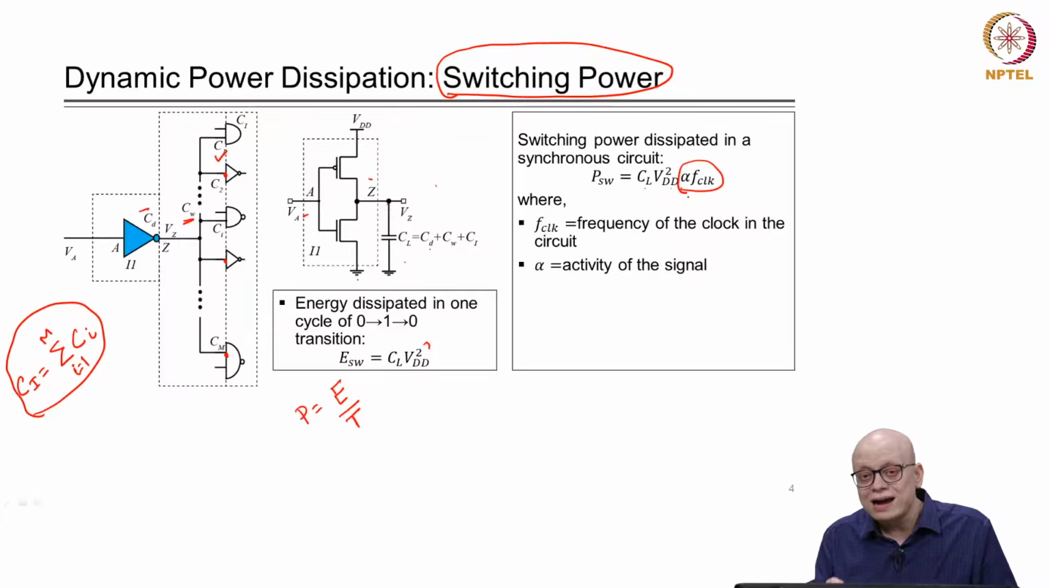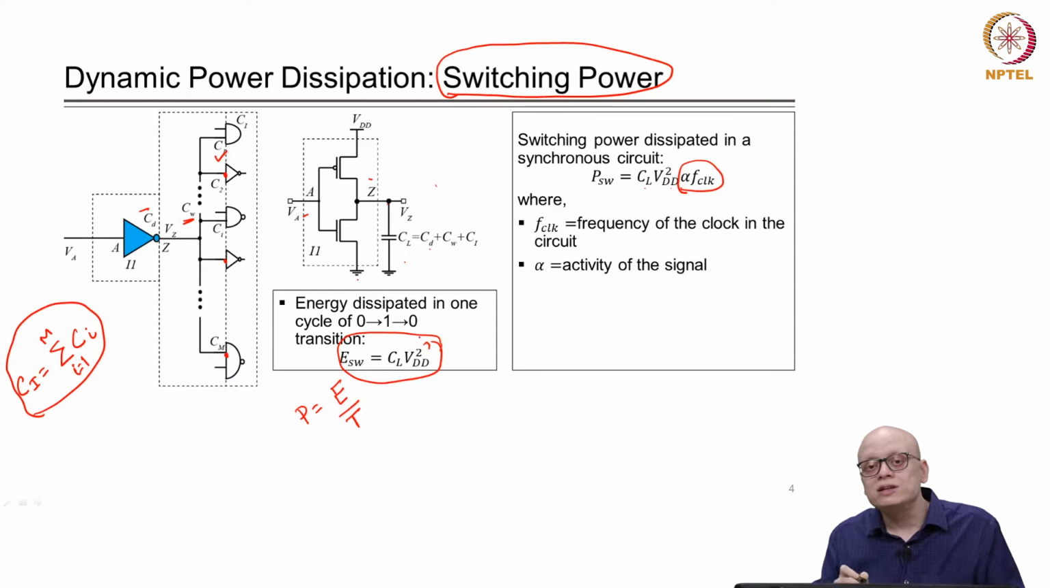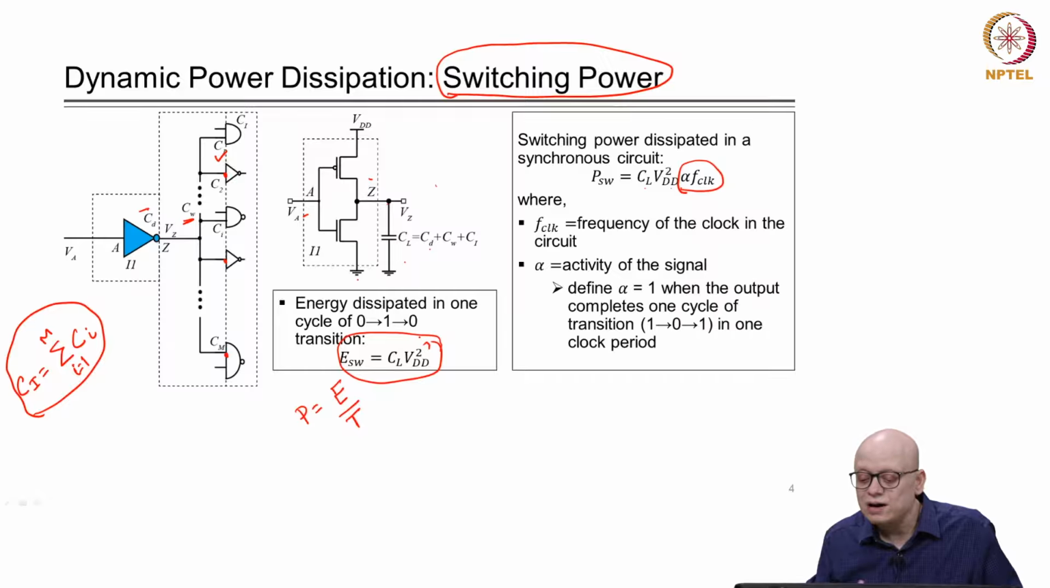Now, we have defined alpha such that the time needed for this energy dissipation, or the time interval of this energy dissipation, is captured correctly by a suitable definition of alpha. And how do we define alpha? We define alpha equal to 1 when the output completes one cycle of transition in one clock period, right?